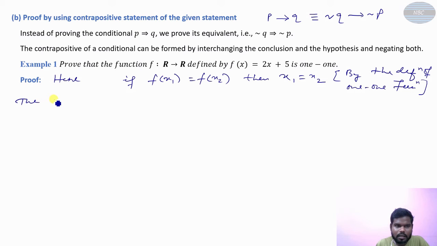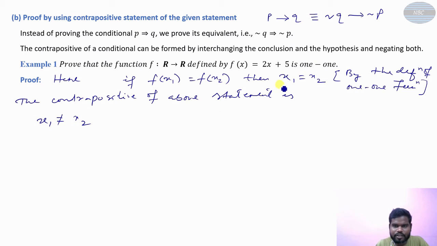The contrapositive of the above statement is: if x1 not equal to x2, then f(x1) not equal to f(x2). That's the negation of this. Now you have to prove this one. If you prove this, then you are proving that f(x) is a one-one function.